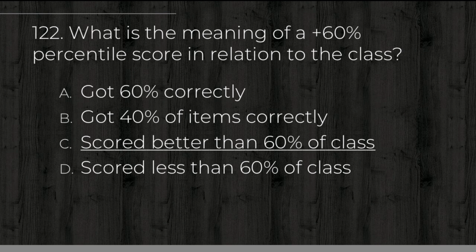Yung letter B naman, got 40% of items correctly. So this misinterprets percentile ranking as percentage correct. No? This is a misinterpretation. Yung letter D naman is scored less than 60% of the class. So this is the opposite of what a 60th percentile means. So yung 122 ay letter C.